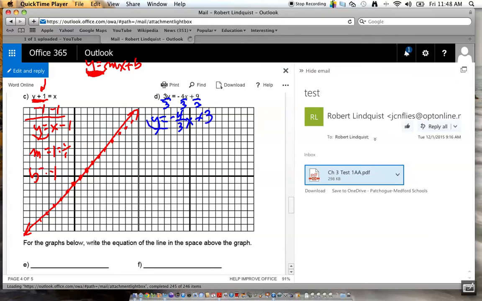Now, because it's in that form of y equals, everything has to be in that format. I can say that the slope is negative 4/3, which means down 4/3, and the y-intercept is 3.